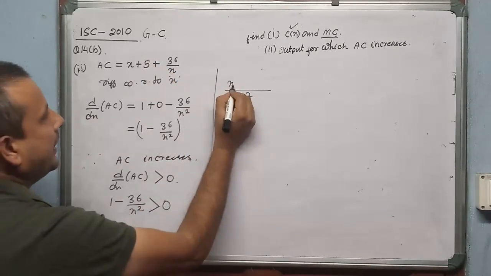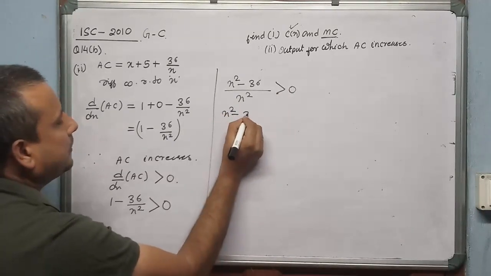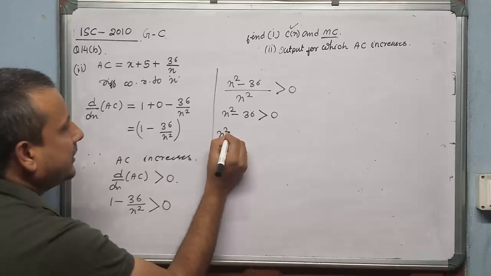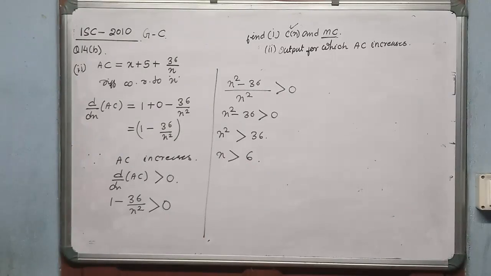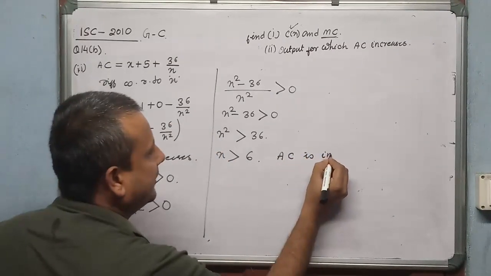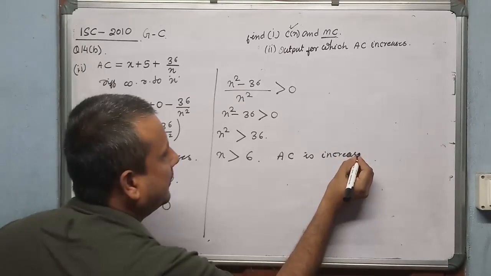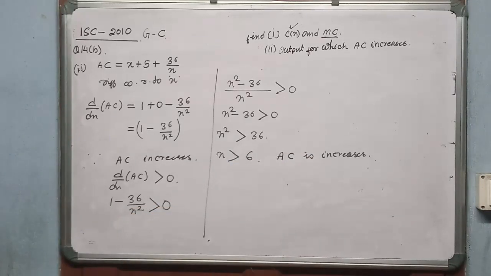LCM, it will be x square minus 36 is greater than 0. Now by cross multiplication, x square minus 36 is greater than 0. When x square is greater than 36, then we can say x is greater than 6. If x is greater than 6, then the AC increases, means if the number of commodities is more than 6, then the average cost will increase. This was only what you have to do in this section.